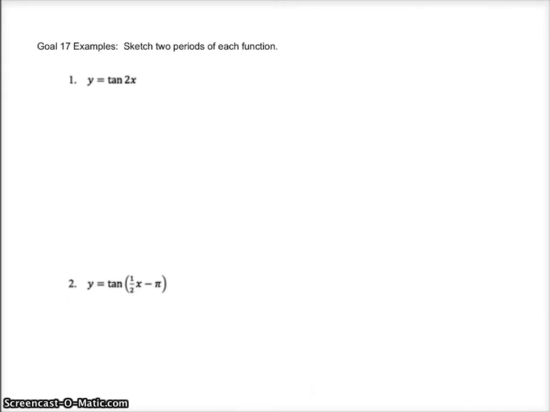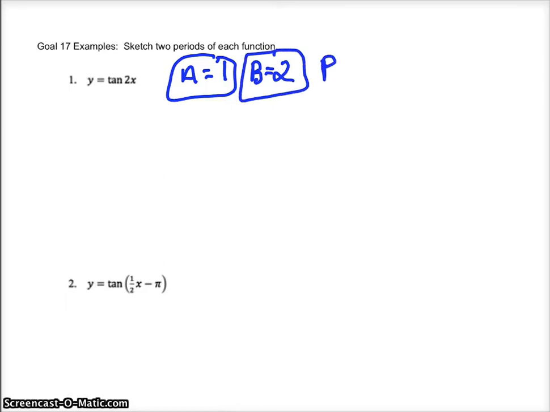We're going to practice sketching 3 periods of tangent. We're going to begin just like we would with sine or cosine and identify A, and in this case, the coefficient of tan 2x is 1. We'll identify B, the coefficient of x, is 2. There is no C, there is no D. So I know that this A value will come into play, and then B equals 2 helps me calculate the period. Remember for tangent that the period is pi divided by the absolute value of B, or pi over 2. That means that every pi over 2 radians I should have a new asymptote.